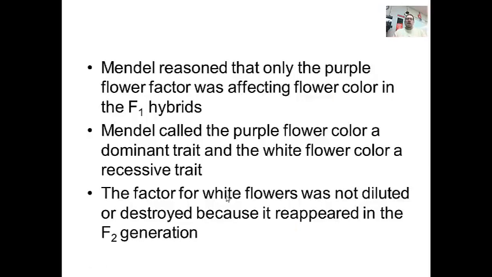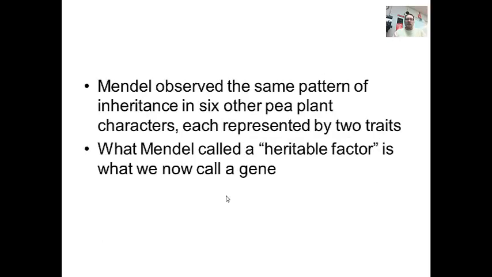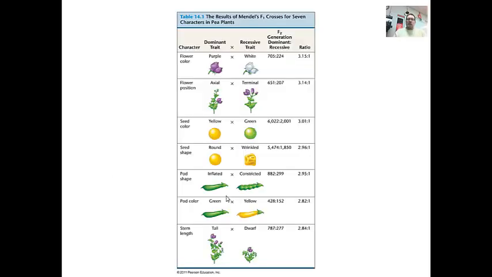Mendel's belief was that only the purple flower allele was affecting the color in that trait. That allele was affecting the F1 hybrids, and so that's why he called purple dominant to white. The factor for white flowers was not diluted, as blending would say, or destroyed, because it then popped back in the F2 generation. And Mendel observed the same exact pattern in 6 other pea plant traits.